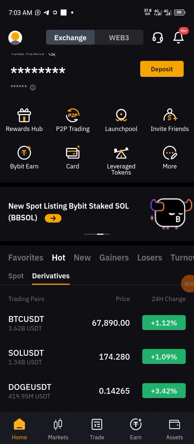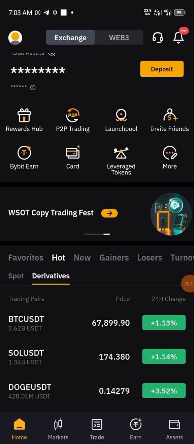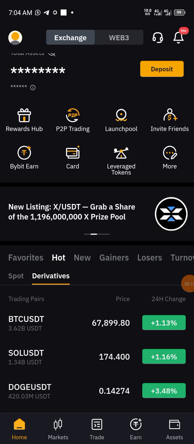Today we're going to look at how you can make money online staking USDT on either Bybit or any other exchange of your choice.